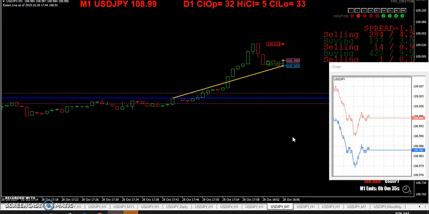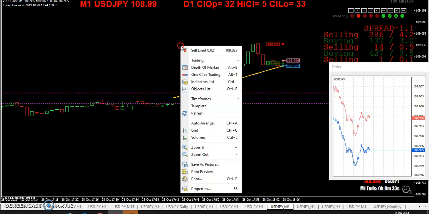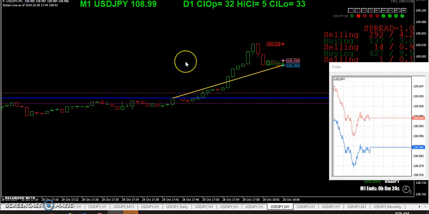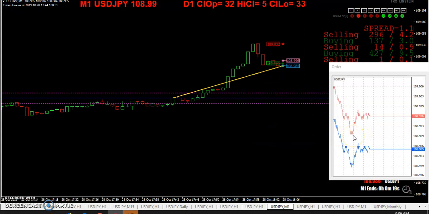So my advice is, hit the F9 key if you don't have my indicator, which is TRO 2018 spread dots. But you don't need it. You can just watch this, but you'll have to keep track in your head or on a piece of paper every time it makes a lower low on the ask as it's moving down or a higher high on the bid as it's moving up.